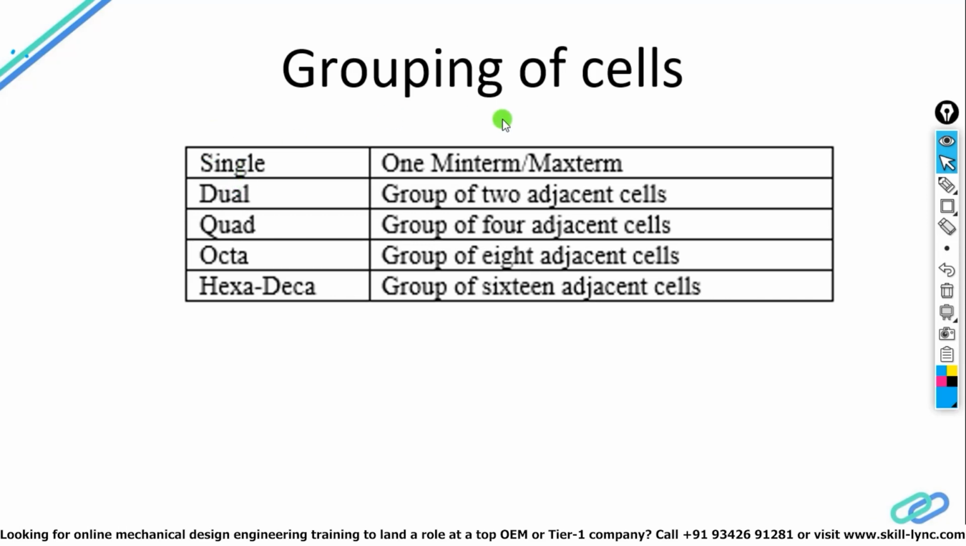When there is nothing in the neighborhood, you have to write the expression for this single min term or max term. Dual means a group of 2 adjacent cells. Quad means 4 adjacent cells. Octa means 8 adjacent cells, and hexadeca means a group of 16 variables which are in the neighborhood. Now in this video we will see how we can make a group of these variables.